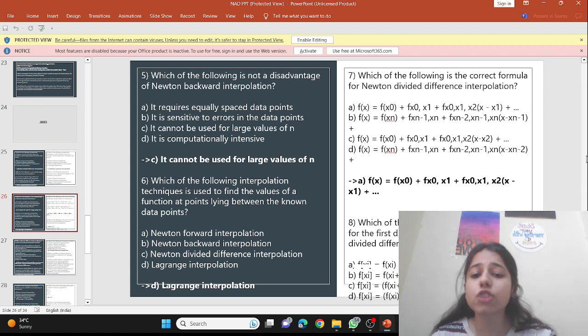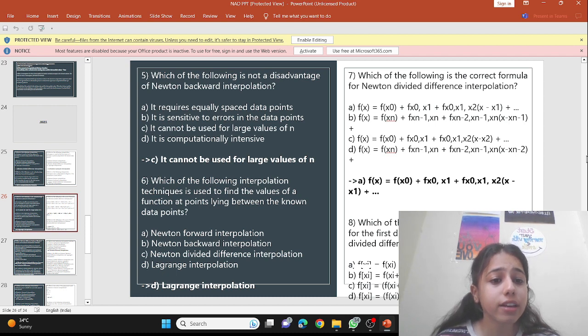Our sixth question is, which of the following interpolation techniques is used to find the values of a function at points lying between the known data points? Our given options are Newton forward interpolation, Newton backward interpolation, Newton divided difference interpolation, Lagrange interpolation, and the correct option is Lagrange interpolation. This Lagrange interpolation is used to find the values of a function at points lying between the known data points.